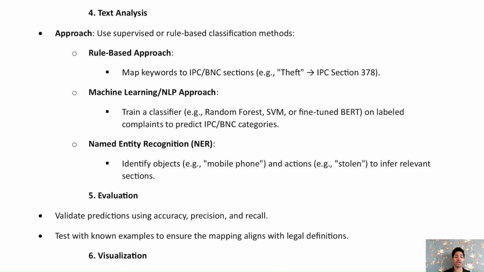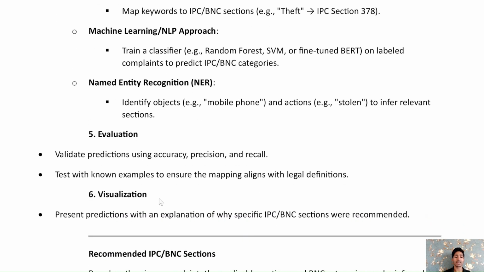And the fifth step is evaluation. In this, we validate predictions using accuracy, precision, and recall. These are the evaluation metrics. And then we test with unseen examples to ensure the mapping aligns with legal definitions. In this, we check whether the legal definitions are mapped properly or not. And then the sixth step is visualization. In this, we present predictions with an explanation of why specific IPC and BNS sections were recommended.